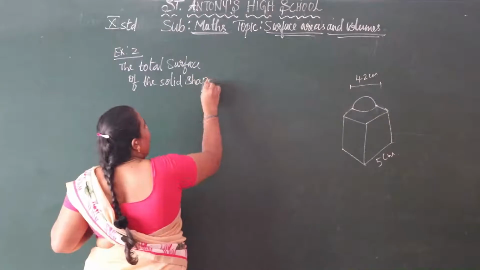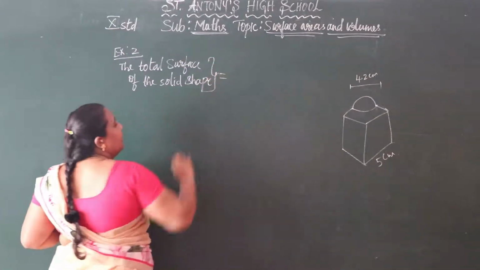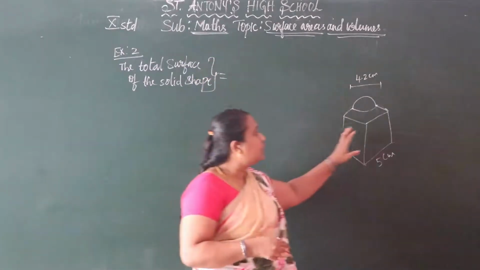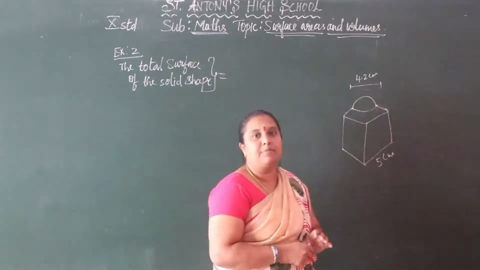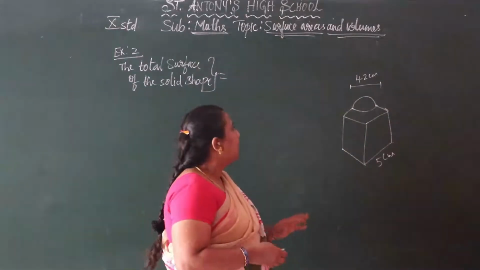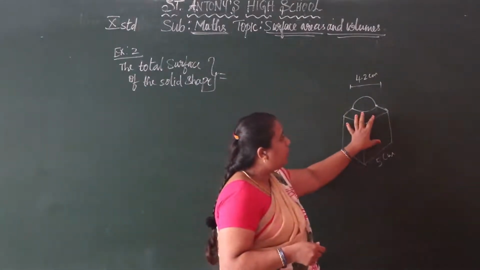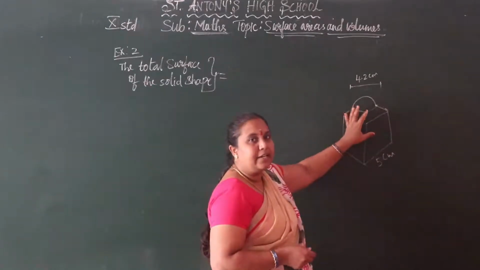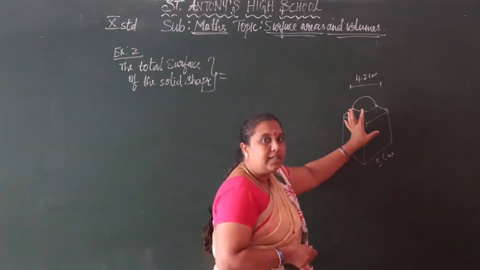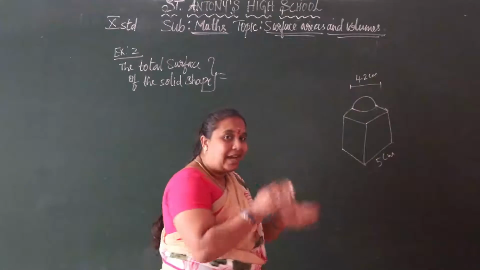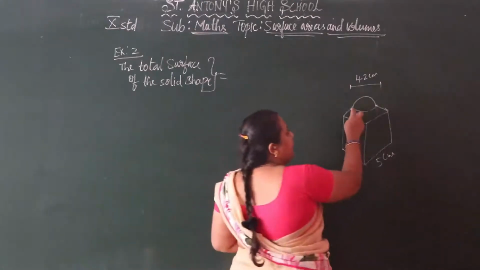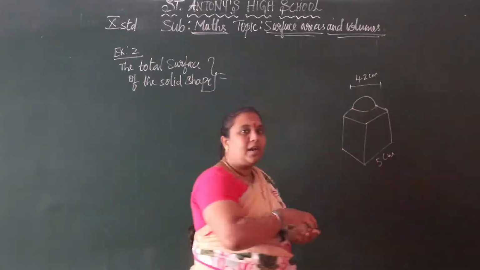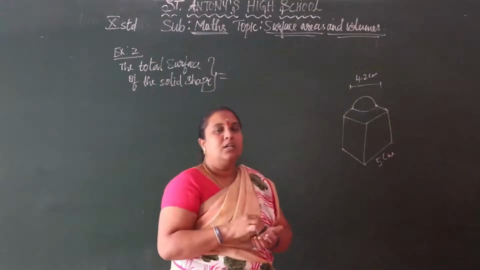So this solid shape has two figures. One is cubical in shape and one is hemispherical. We have to find the total surface area. In that total surface area, we have to subtract in this place. Why? Because the hemisphere is placed on the cube.